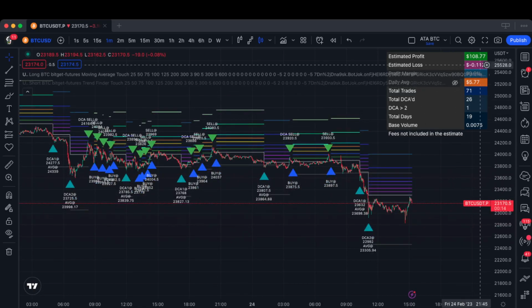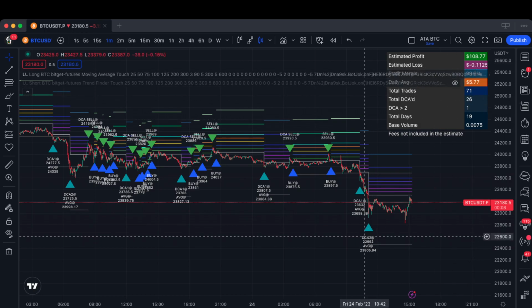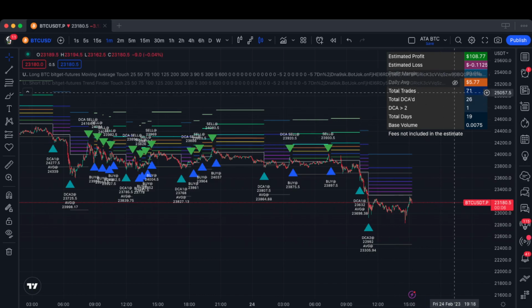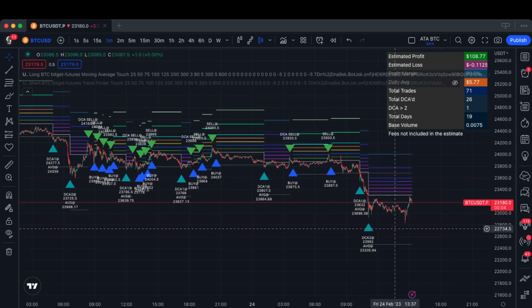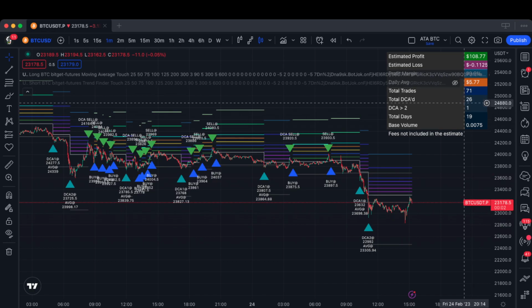Again, profits are huge. This one took a wick loss somewhere. Not a stop loss, just means that it possibly closed at a loss with a wick that moved really fast. But it's got a lot of trades.